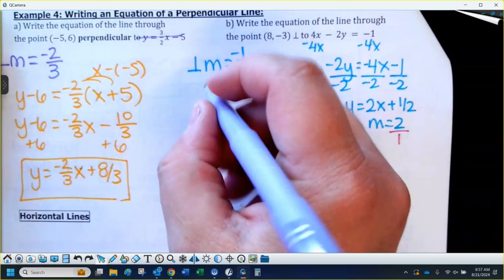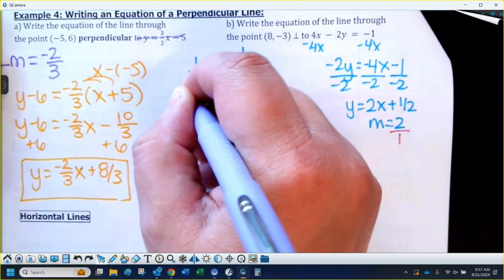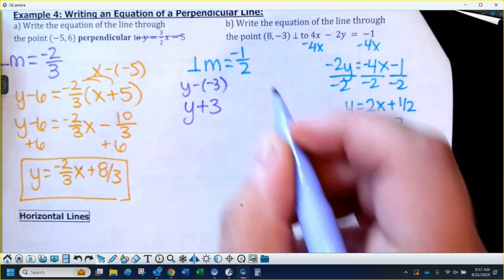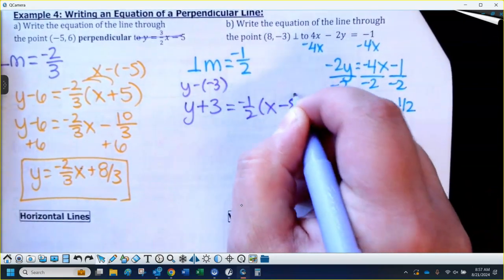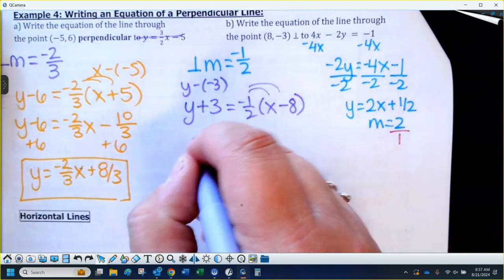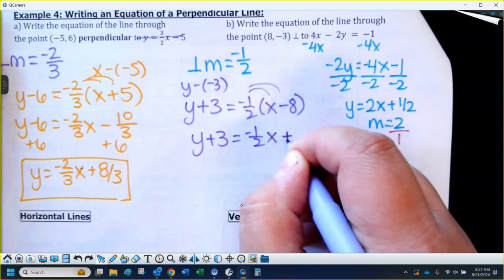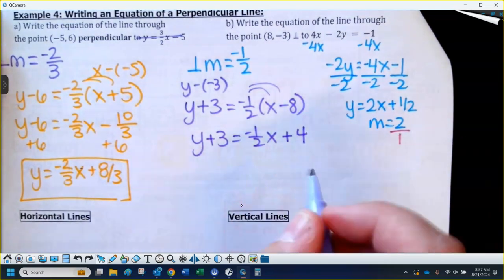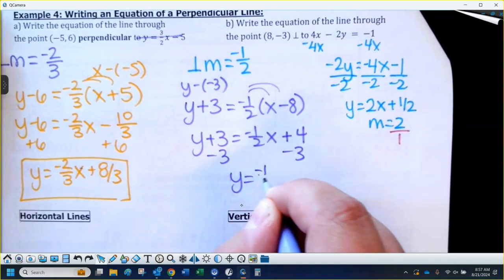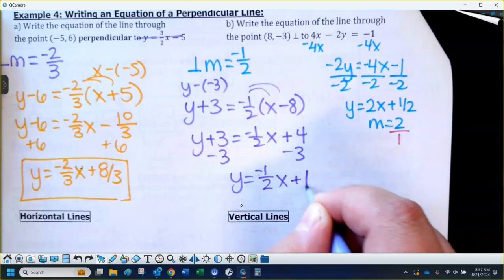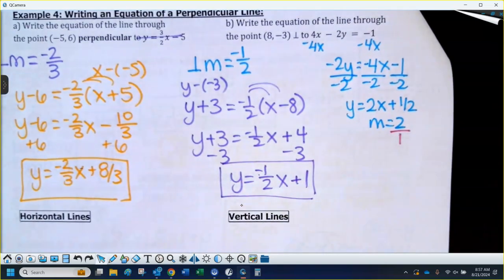All right, now we're just going to plug this in. So it'd be y minus a -3, so I'm just going to write y plus 3, and then -1/2 x minus 8. Then you got 2 steps. We're just going to do a little distributive property. So you got -1/2 x plus 4, because it's minus a negative. And then all I have to do to get y alone is subtract the 3. So you should get -1/2 x plus 1. And I know these have to be perpendicular because their slopes are opposite reciprocals.